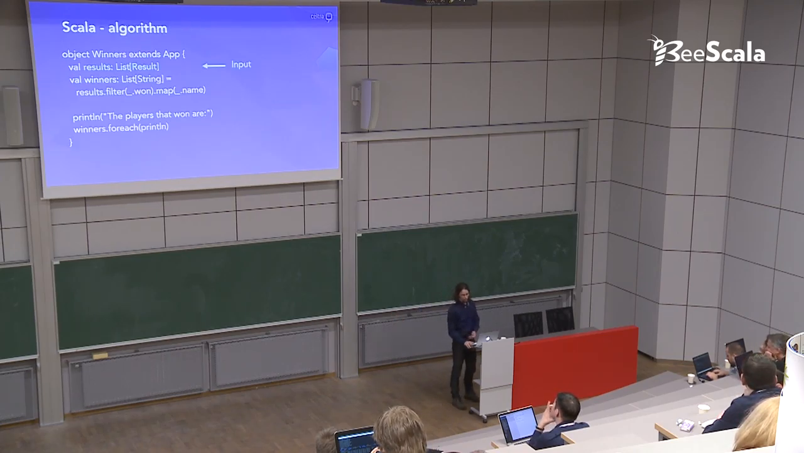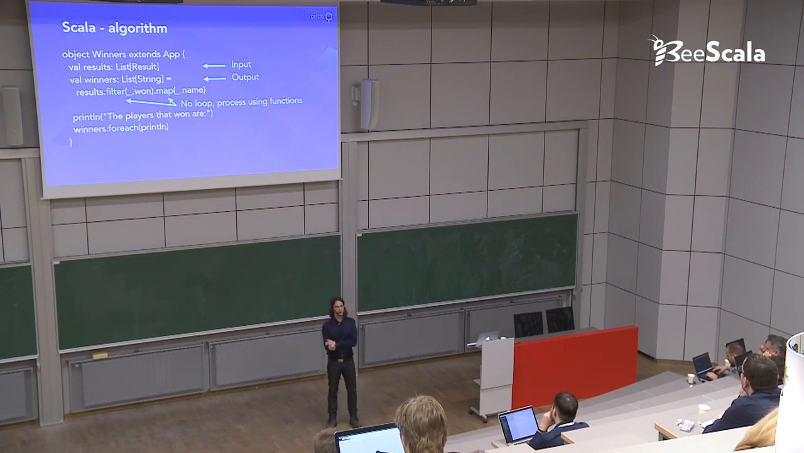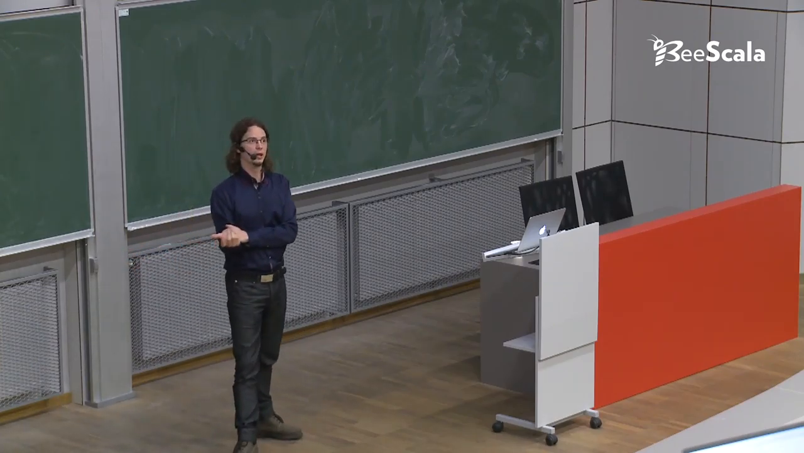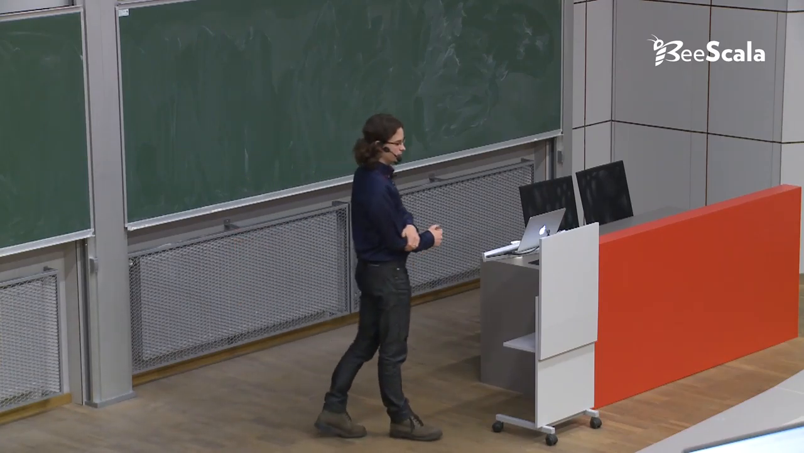So the whole problem looks similar as before. We have the same input-output, and again, we got rid of this function. We get all the results and filter out just the ones for which this object says that are winners. And then we map it into names. So we forget about the scores. We get just the names back. And why is this good?